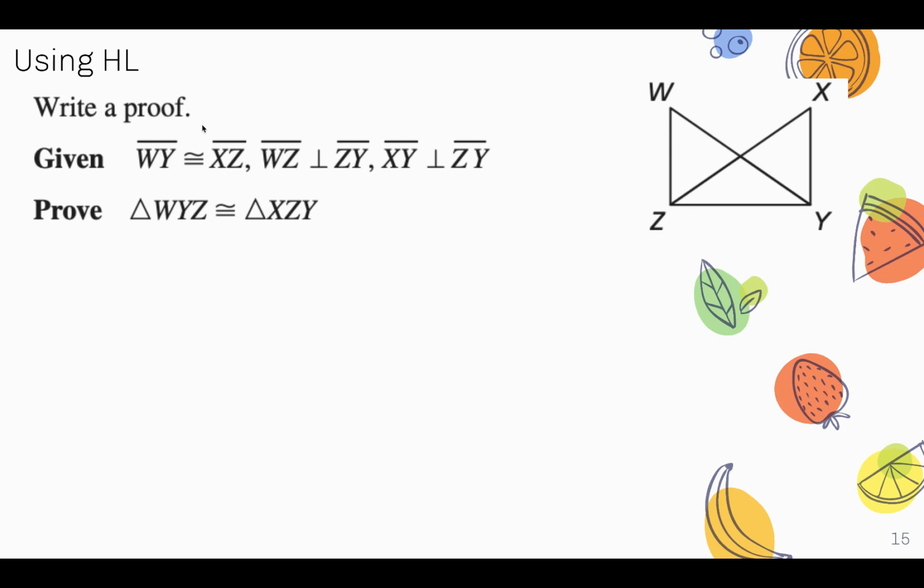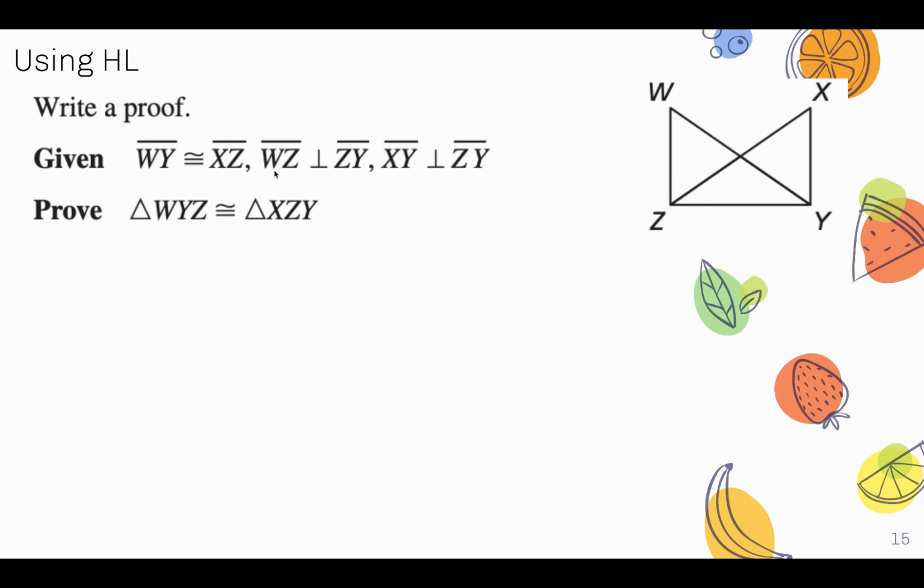Okay. The first mark you're going to make is that segment WY is congruent to segment XZ. So WY is this long piece right here, the entire piece. So I would put one congruence mark right here. And that is congruent to XZ, segment XZ. So I'd put a congruence mark right there.